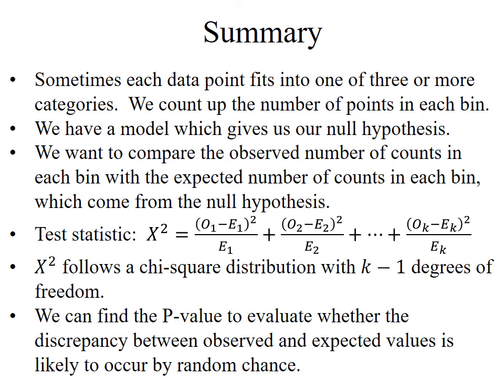Our p-value tells us what's the probability of getting this or more extreme if the null hypothesis is true. So we evaluate whether this discrepancy between observed and expected is the sort of thing which would be likely to occur by random chance, or is this going to be a really unlikely sort of thing? And in that case, could we conclude that we reject the null hypothesis? Or, as we did in this case, can we fail to reject the null hypothesis because our results were not terribly unlikely?